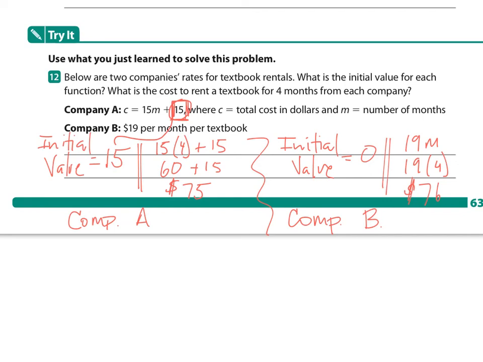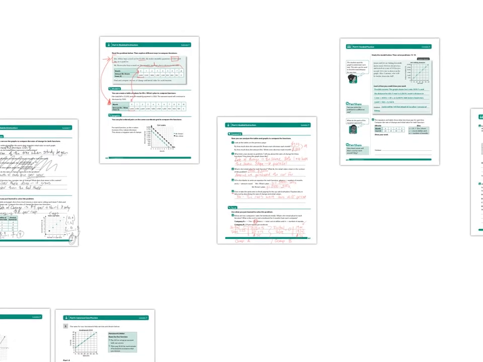To figure out how much we pay when we rent a textbook for 4 months, we just plug in what that monthly fee is and multiply it by 4. So in Company B, very straightforward. I just take 19, multiply that by 4, I got $76. Company A, a little bit different. I've got to take $15, which is their monthly fee, times 4 months. We see that right here. Then I've got to add 15 to that. So that ends up being $75. So again, just a problem there to get you thinking about that.